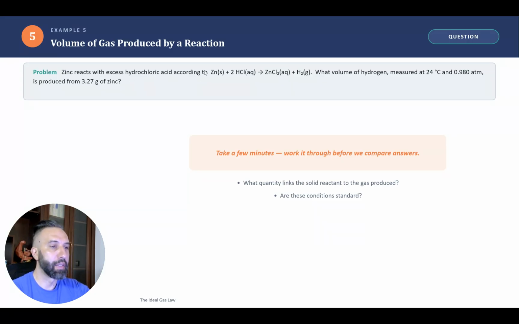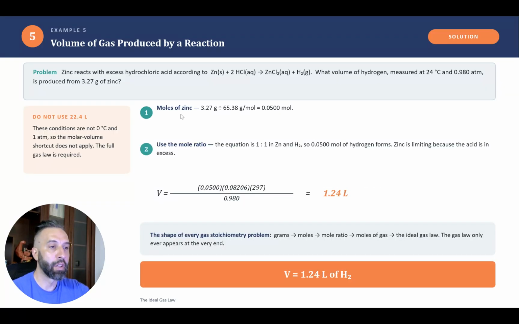Zinc reacts with hydrochloric acid like this. What volume of hydrogen measured at 24 degrees Celsius and this many atm is produced from 3.27 grams of zinc? So this is a little bit of stoichiometry. First you calculate the moles of zinc using molar mass, so this many moles. And then you use the molar ratio, because you know that 1 mole of this gives us 1 mole of hydrogen. So if we got this many moles of zinc, we are also going to have this many moles of hydrogen. And then you can just calculate the volume because you know that for any gas, 1 mole is 22.4 liters.